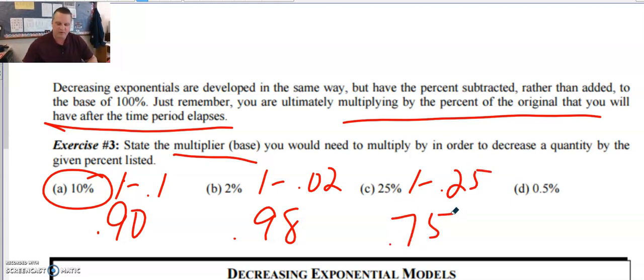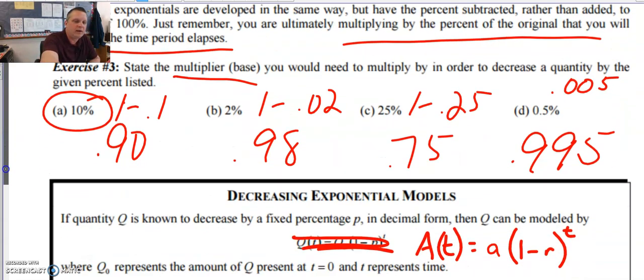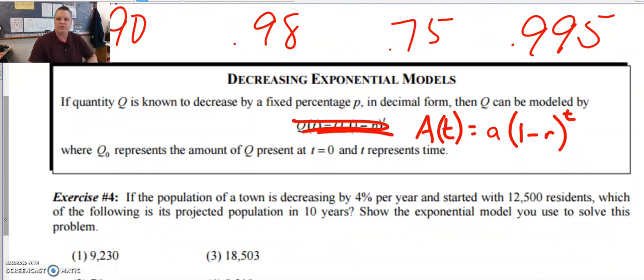And then be very careful here, because this is actually 0.005, because it's 0.5%, and that gives you 0.995. And of course, by all means, put that in your calculator. We don't want you to make an error doing 1 minus 0.005 in your head. So decreasing is essentially the same exact formula. You have A of t equals your A, again, which is the initial amount, but this time we are subtracting the rate and then raising it to the t power.